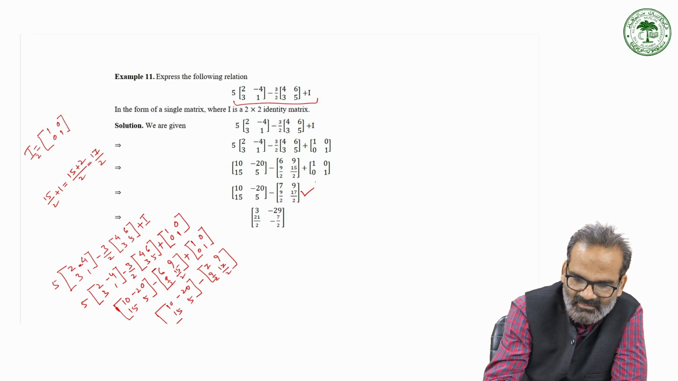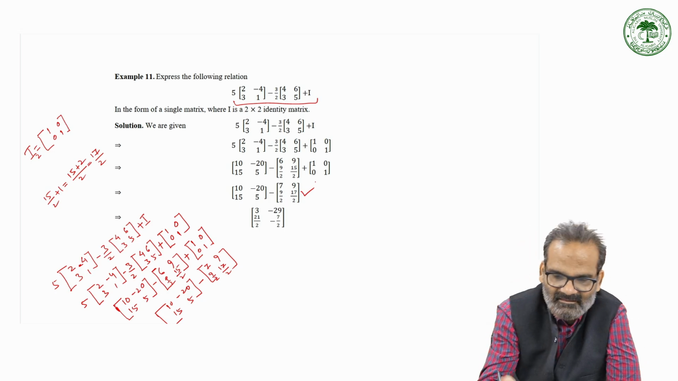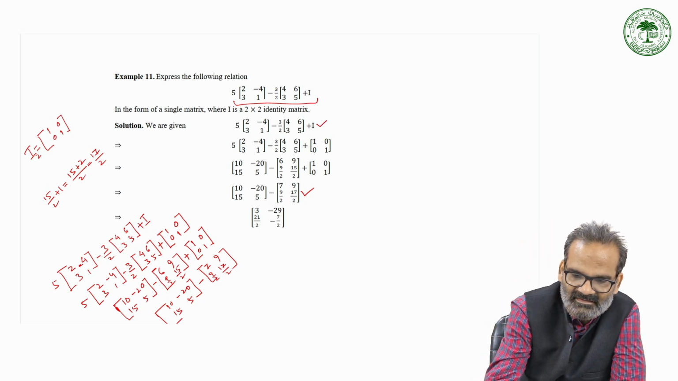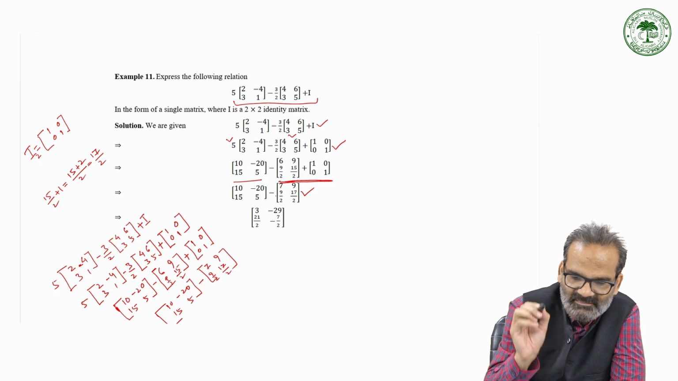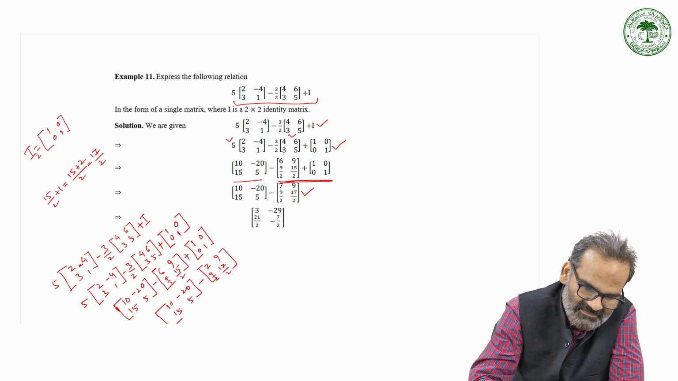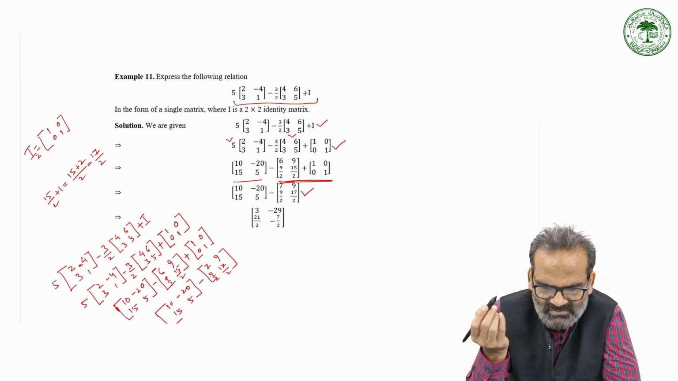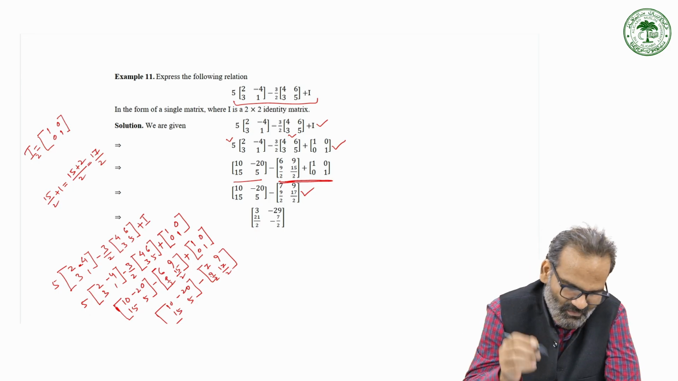We came to here, see? This is our given matrix equation. We replaced the matrix I by 1, 0, 0, 1. Then we multiplied this matrix by 5 and this matrix by 3 by 2. We are getting this matrix and this. Now add these two matrices, you will get this matrix minus this matrix. Now take the difference of these two. So naturally the difference of these two is what?